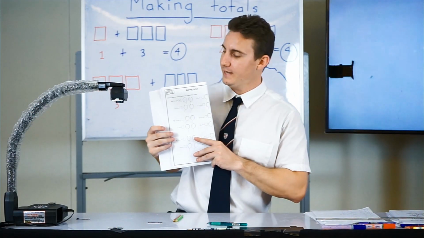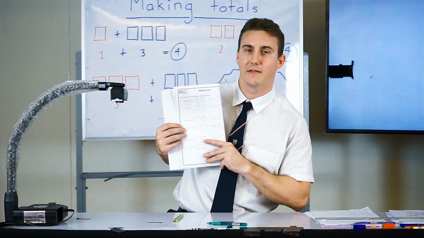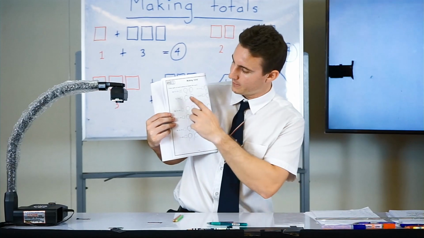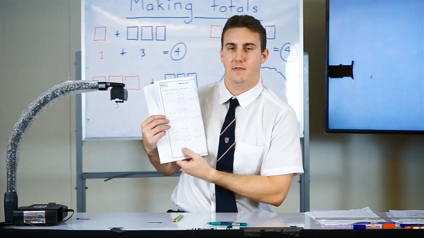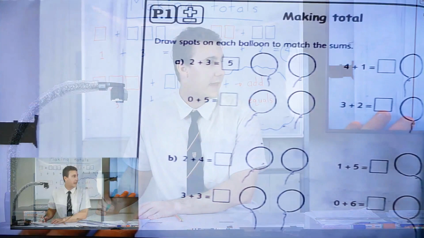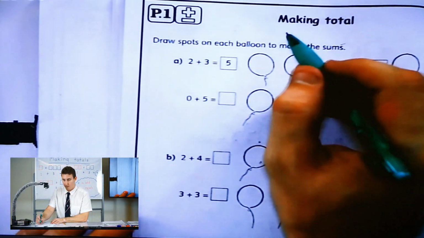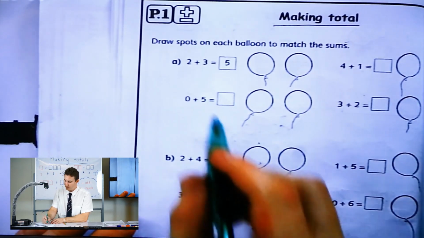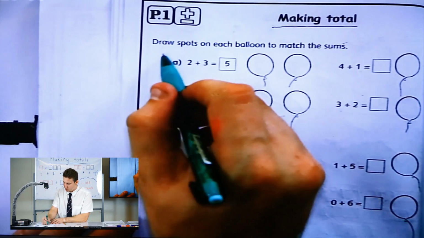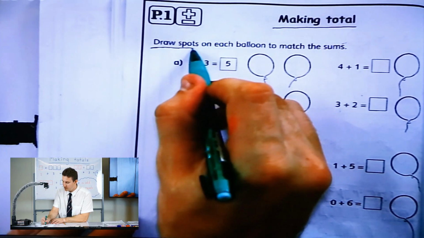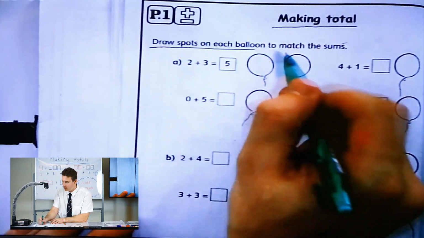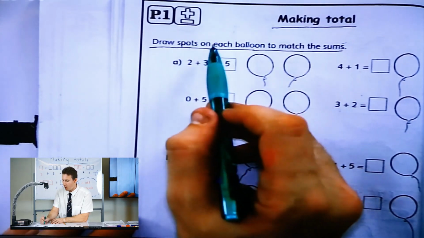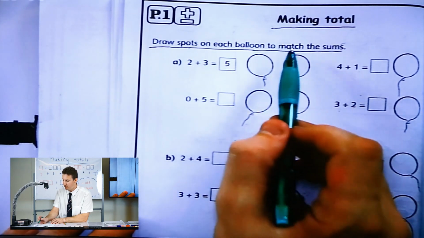Okay, students. Please turn to the next page in your maths worksheets to making totals. It's the picture with the balloons. Okay, the balloons. Now the heading on the page says making totals, making a total. And the first sentence says draw spots on each balloon to match the sums.